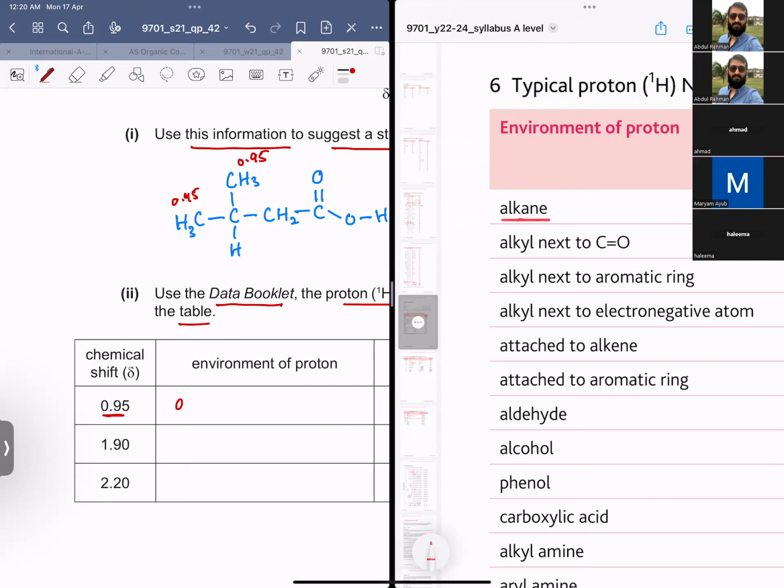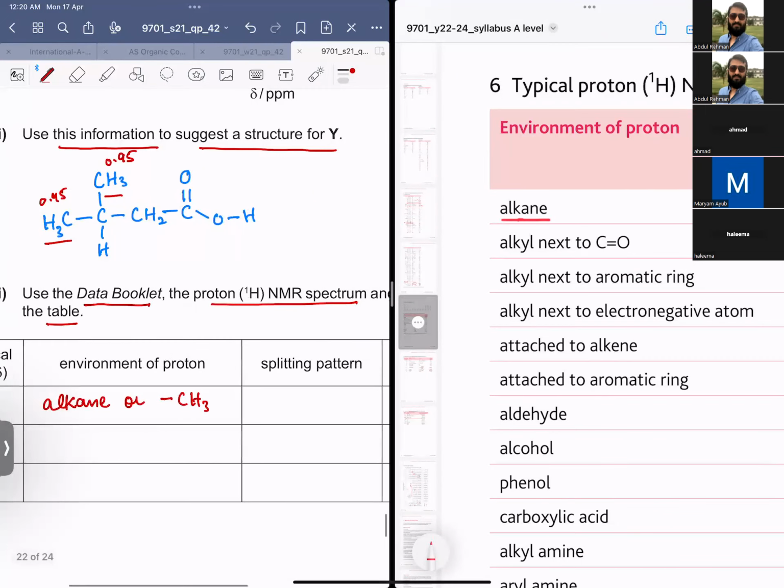So I can write alkane, and I have figured it out. These are the CH3 groups. So I can write it as CH3 groups.